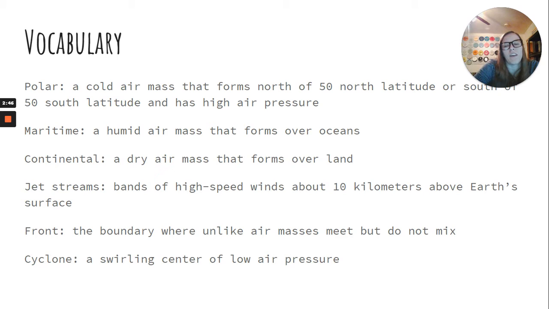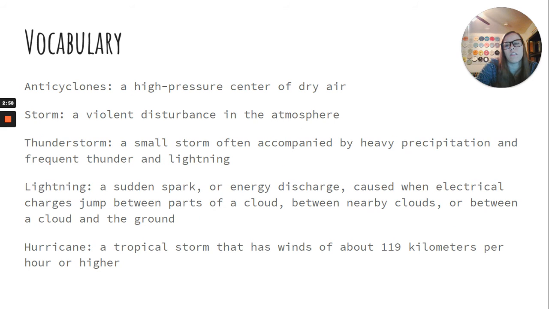Jet streams are bands of high-speed winds about 10 kilometers above Earth's surface. A front is the boundary where unlike air masses meet but do not mix. Cyclone, a swirling center of low air pressure. Anticyclones, a high pressure center of dry air. A storm is a violent disturbance in the atmosphere. Thunderstorm is a small storm often accompanied by heavy precipitation and frequent thunder and lightning.